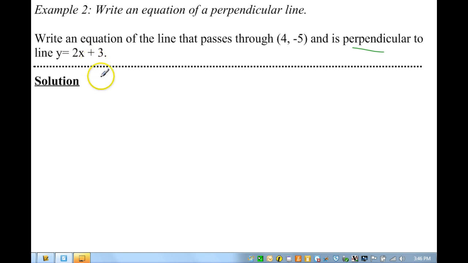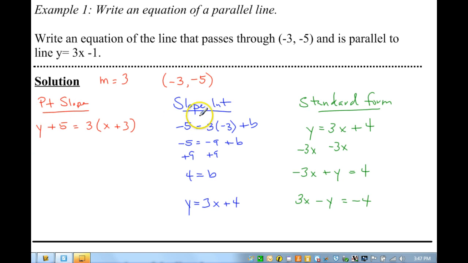Perpendicular lines do not have the same slope. Their slopes are negative reciprocals. So if my original slope was 2 over 1, the perpendicular slope, or the negative reciprocal of that, would be -1 over 2. So the slope of my new line, which will be perpendicular, will be -1/2. It has to go through the point (4, -5). Just as I pointed out in the past example, you can pick any of these three forms.